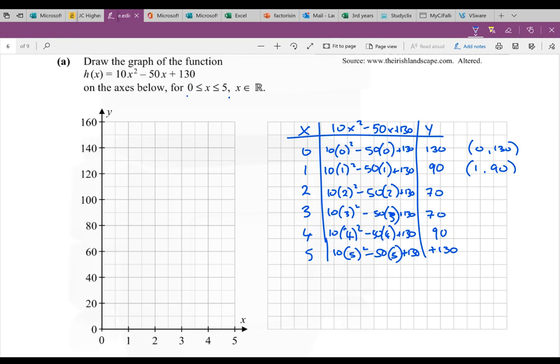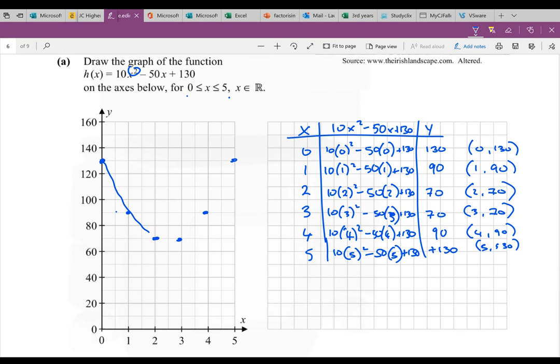Okay, so we have these points now to plot. And getting these right is very important. I know that it has to be a curve, because it's got an x squared. So 0, 130 is up here. 1 and 90 is here. 2 and 70, 3 and 70, 4 and 90, 5 and 130. So I get this graph.